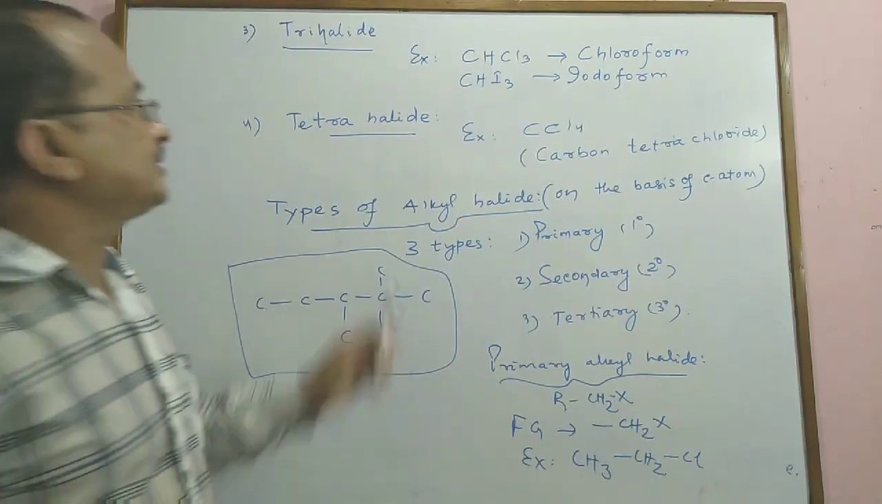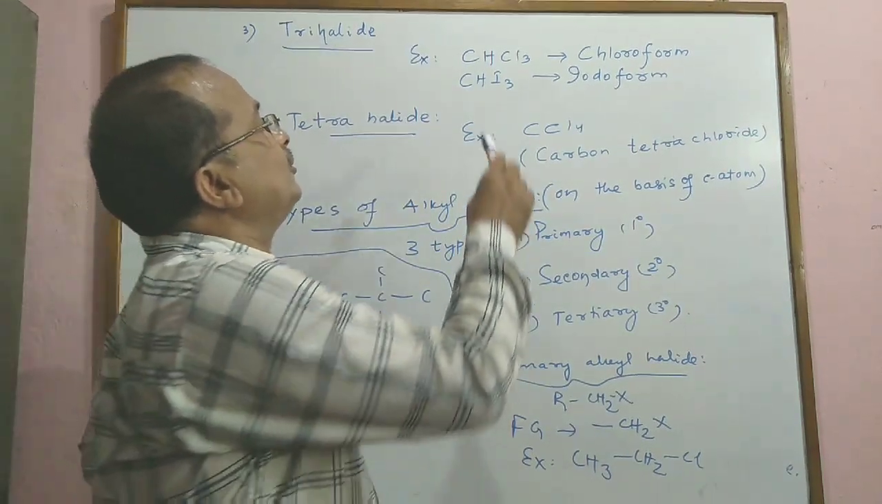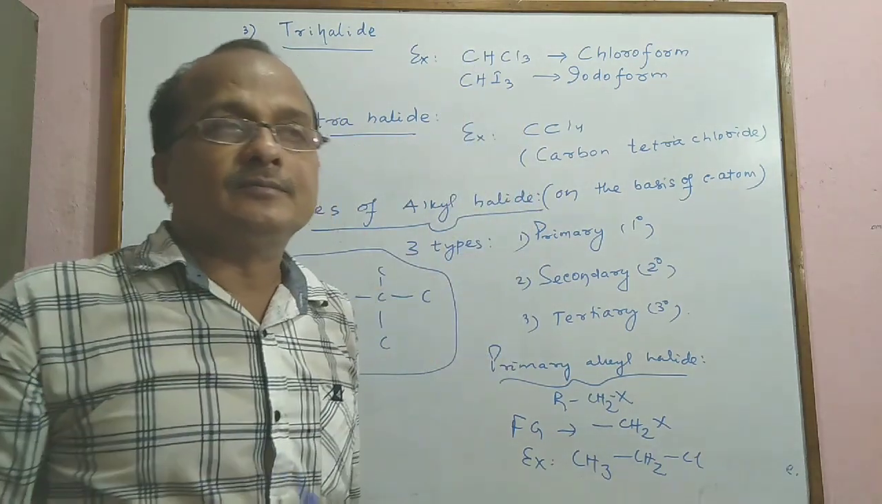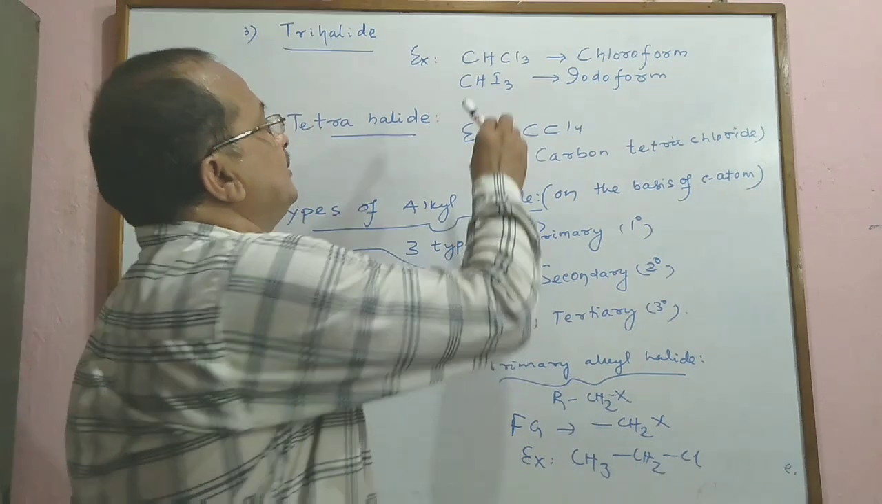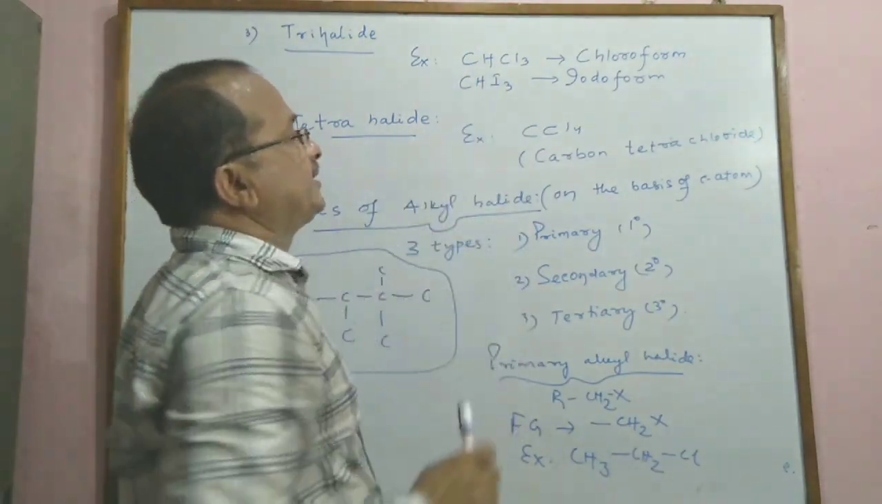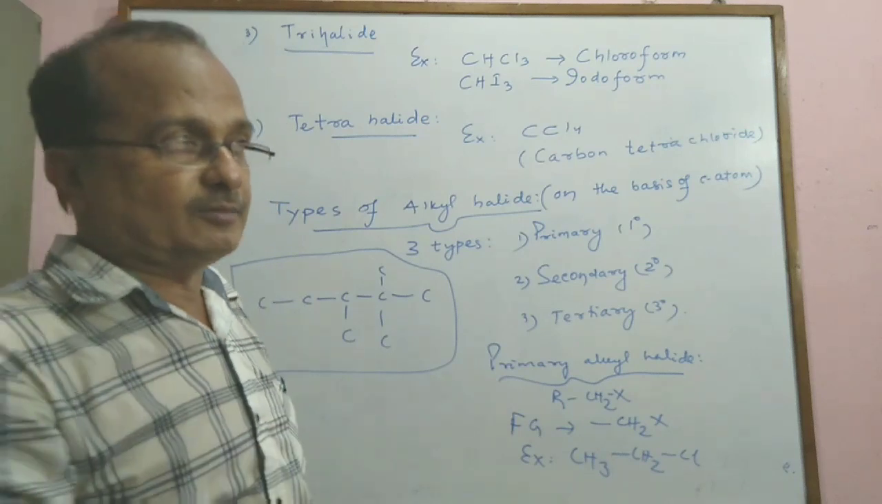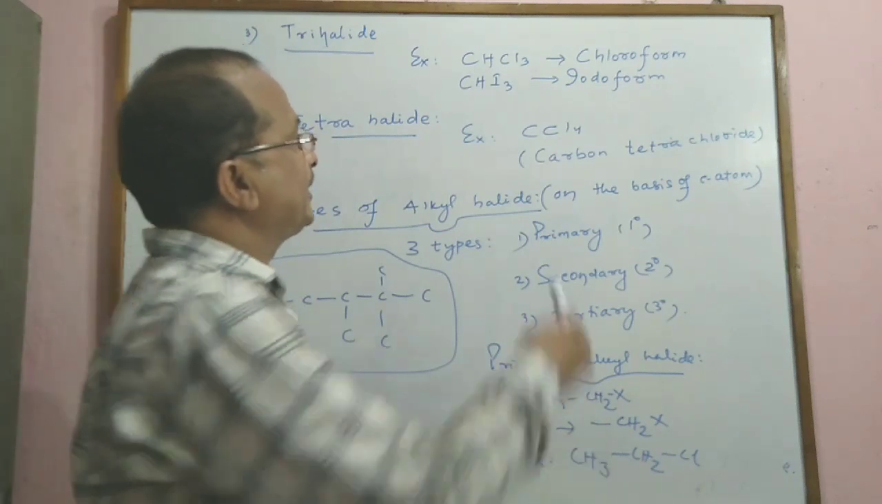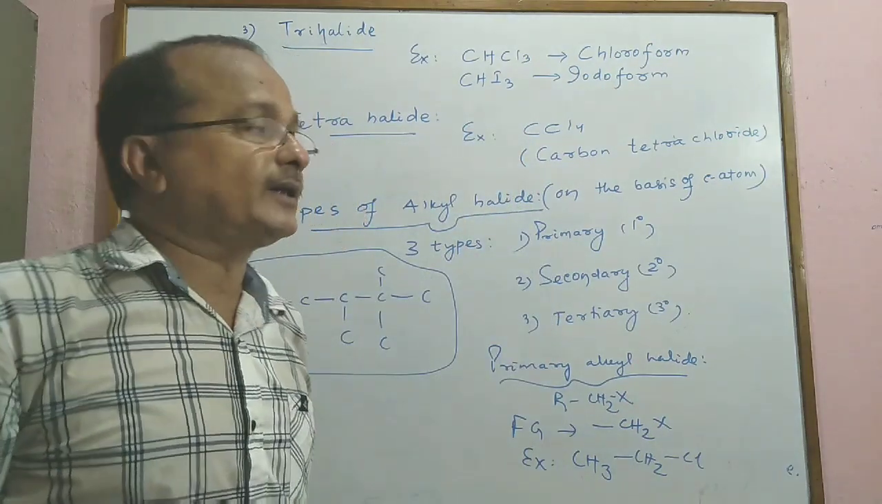Next is trihalide or trihalogen derivative. So three halogen atoms replace three hydrogen atoms of the hydrocarbon. For example, you see CHCl3. In methane, CH4, which has four hydrogens, three hydrogen atoms are replaced by three chlorine atoms. We will get CHCl3, or chloroform. Similarly, CHI3 is iodoform.